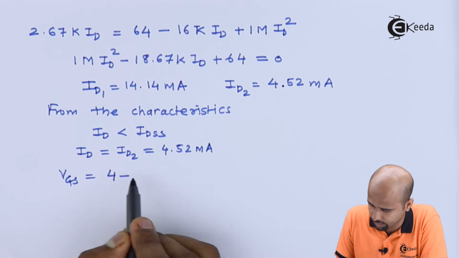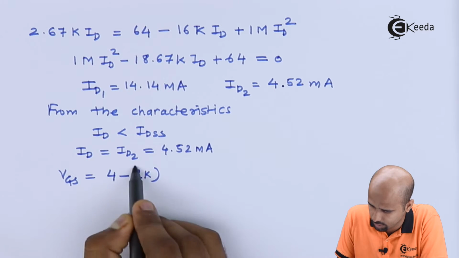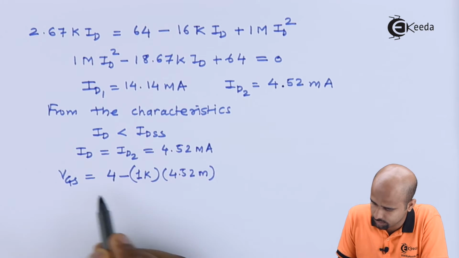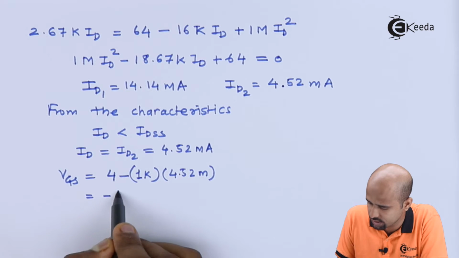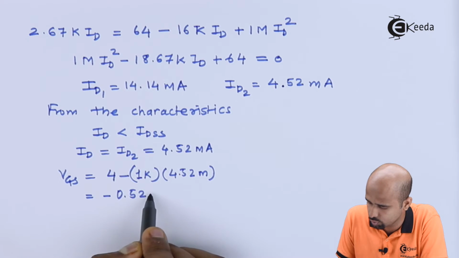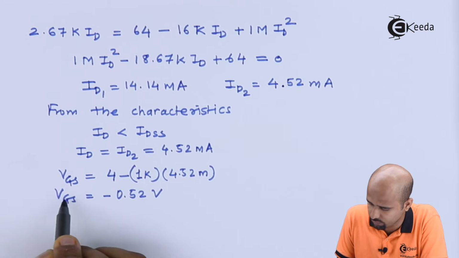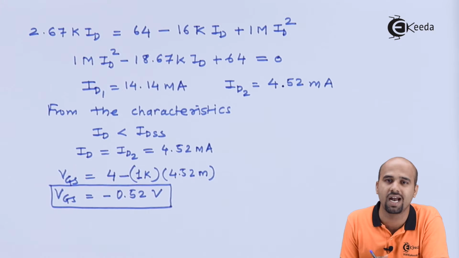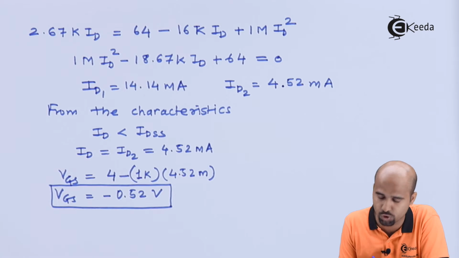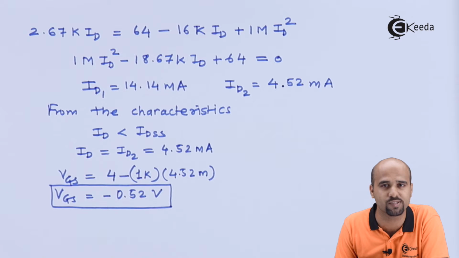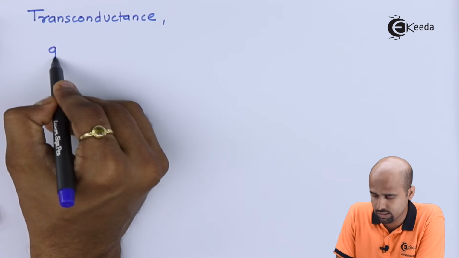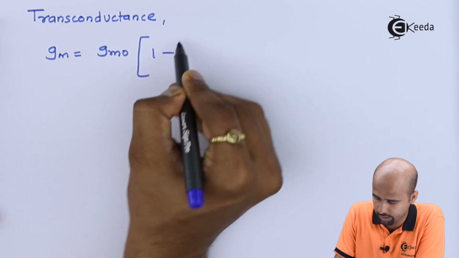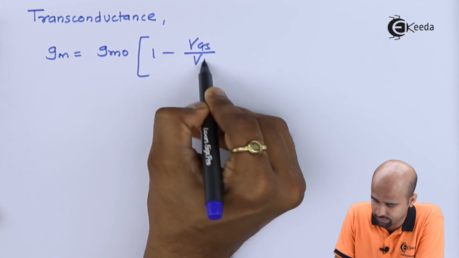If I put this value, then VGS is equal to 4 minus 1K multiplied by 4.52 milli. This gives you the value of VGS as minus 0.52 volts. So we have got two values, one is ID and another is VGS, and we want this value of VGS to find out the value of GM, that is transconductance. Transconductance GM is equal to GMO into 1 minus VGS divided by VP.